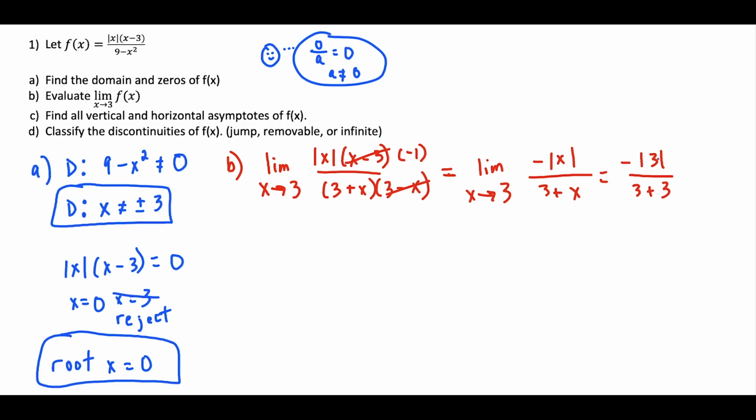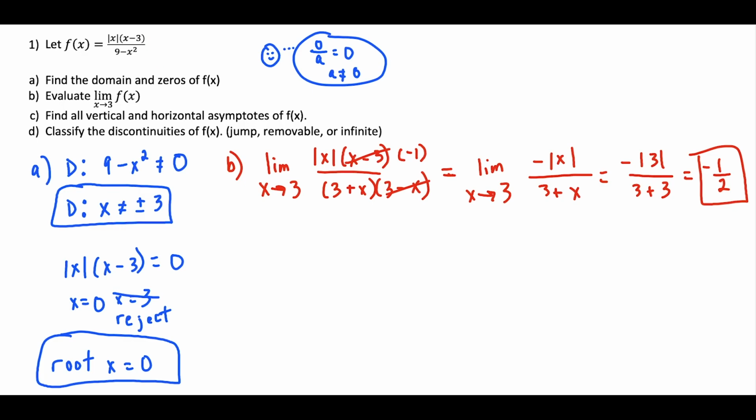The negative is on the outside, not the inside. So the numerator is going to simplify to negative 3 over 3 plus 3. So we're going to have negative 3 over 6, which equals negative 1/2. So for part B, we get an actual value here. Our limit as x approaches 3 is equal to negative 1/2.